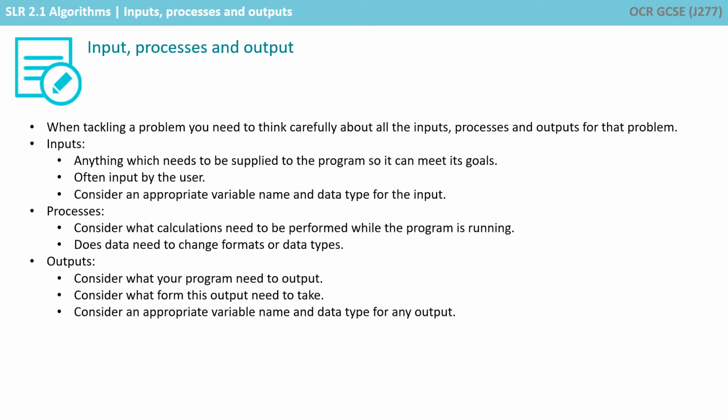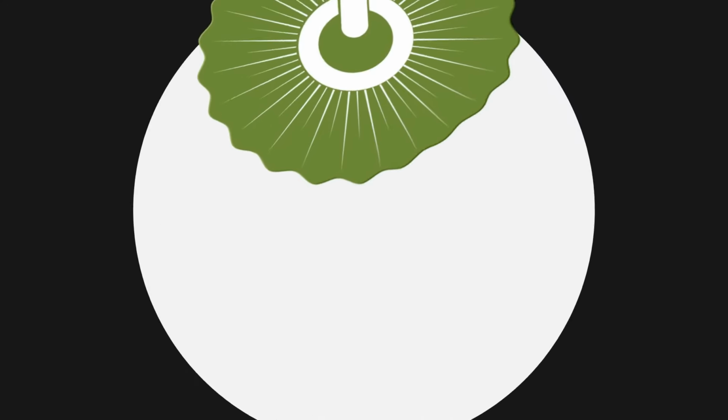So as a recap, when tackling a problem, you need to think carefully about all the inputs, processes, and outputs for that problem. Inputs are anything which needs to be supplied to the program so it can meet its goals. These are often input by the user, and you should consider an appropriate variable name and a data type for the input to be stored in. Processes, you should be considering what calculations need to be performed while the program is running. Does the data need to change formats or data types? And finally, outputs. Consider what your program needs to output. Consider what form this output needs to take. And consider an appropriate variable name and data type for any output if it needs to be stored.